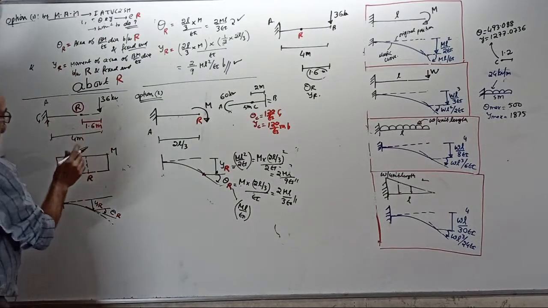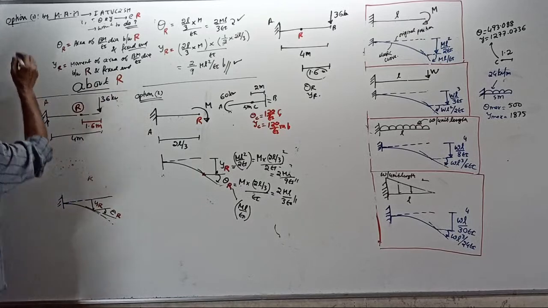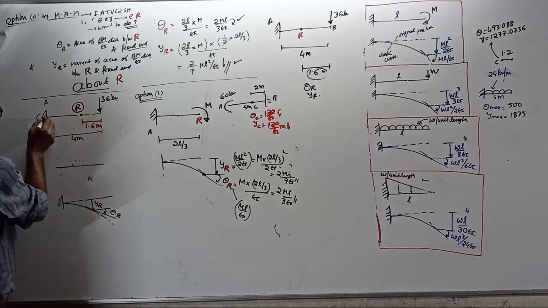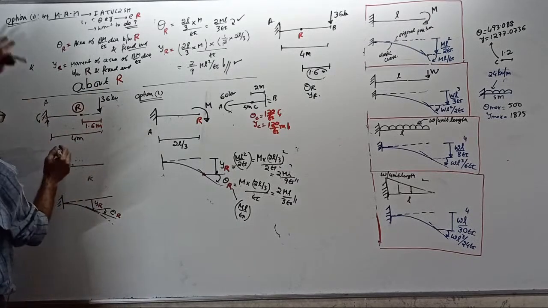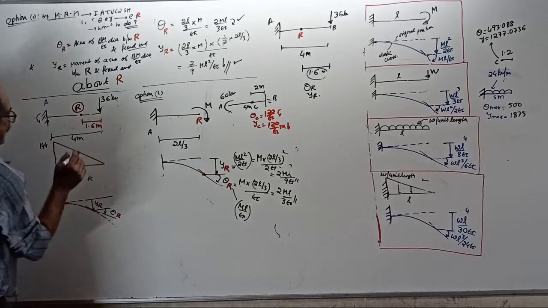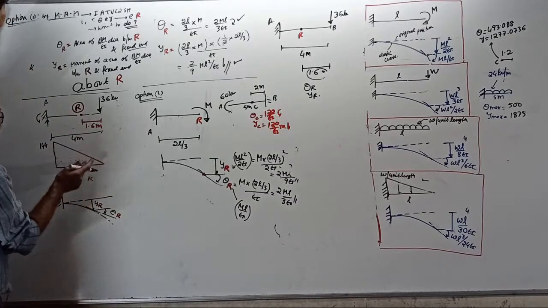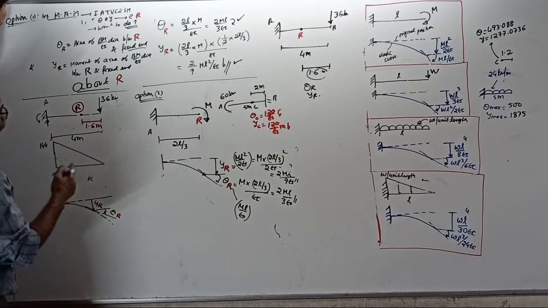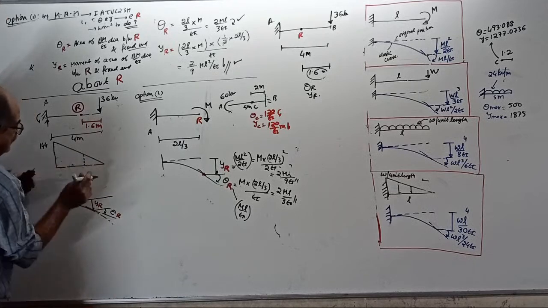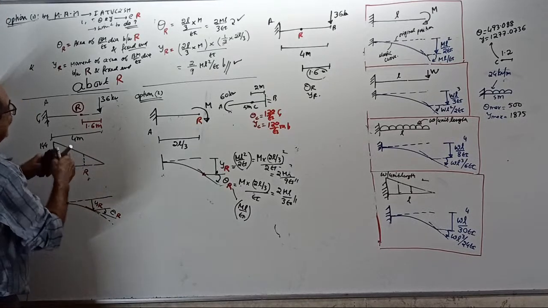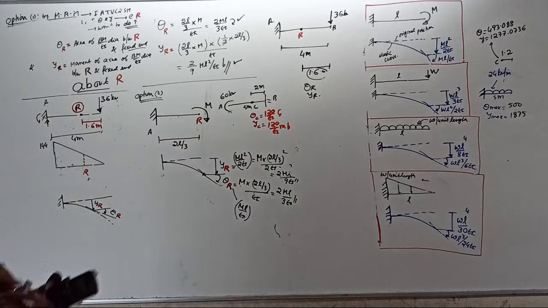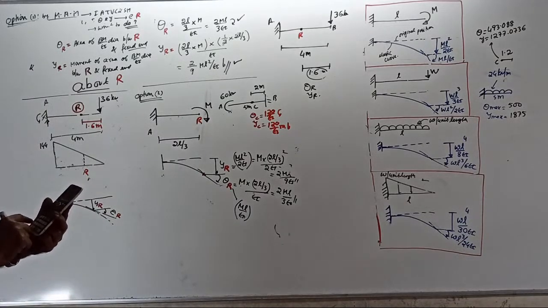Now, go to option 1. Draw the bending moment diagram. Bending moment is 0 here, and here it is 36 into 4, which is 144. Join by a straight line. This is the BMD. You write this one. Already done last time. Now we also require BM at this point, R. If you want BM at R, it is 36 into 1.6. If I ask you, tomorrow I will give the answer.